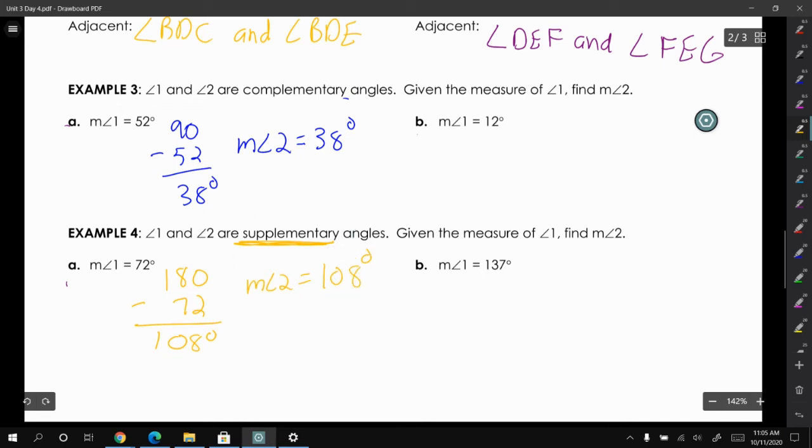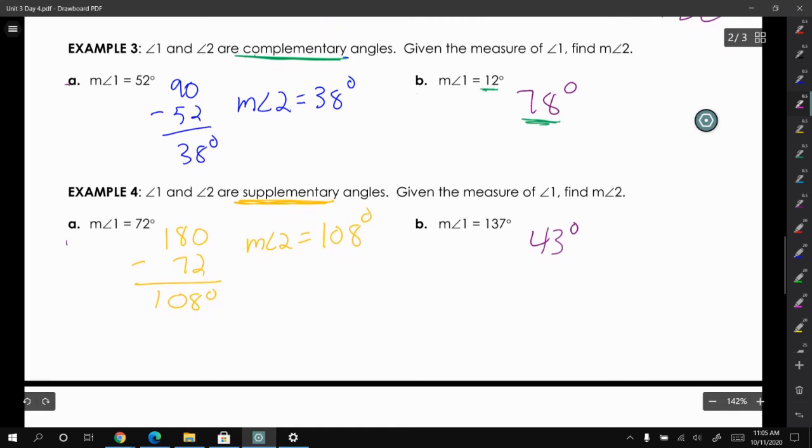So go and do part B in both those examples, and then once you've done that, unpause the video to see if we got the same answer. All right, these are the answers I got, and again, you can always double check. If you add 12 and 78, you should get 90 degrees because these are complementary angles. Same thing down here, when you're adding 137 and 43, that should give you 180 because they are supplementary angles.